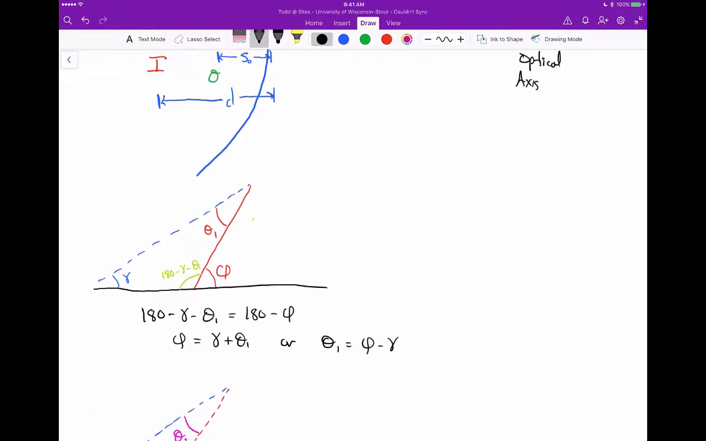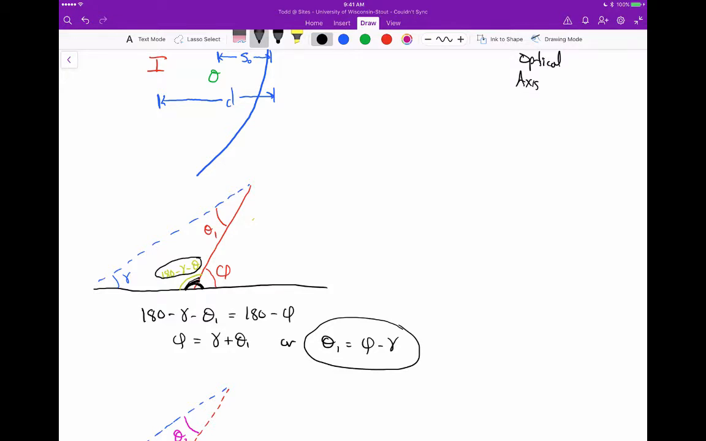And so the interior angles have to add up to 180, which is how I can find this angle right here. But the other thing to note is that this is a 180-degree angle, so 180 minus phi has got to be equal to this interior angle here, and so I get a relationship between phi, gamma, and theta 1, which I will rewrite as this, because theta 1 and theta 2 are what we're going to need for Snell's law.